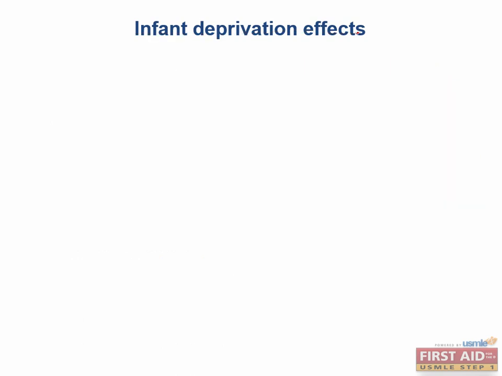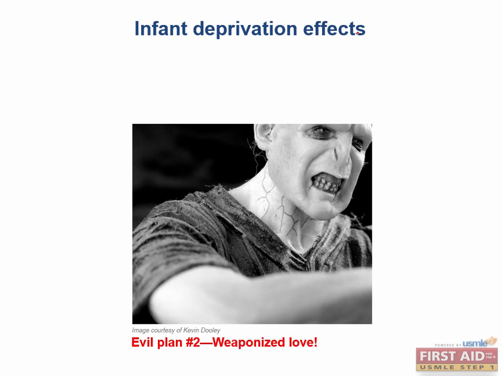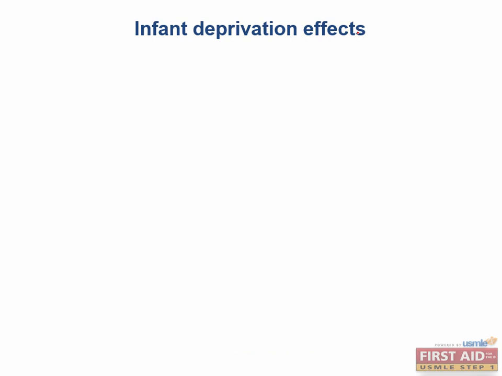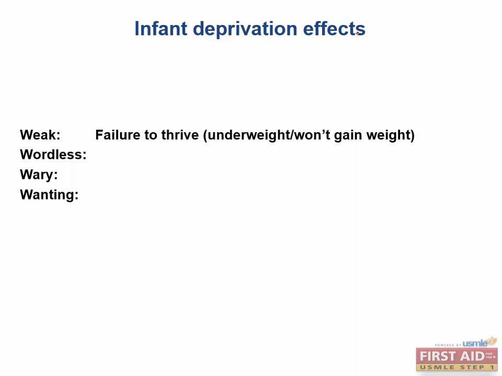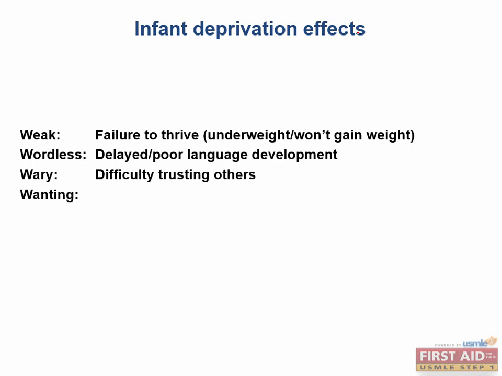They say there's nothing as strong as a mother's love, at least if you believe Harry Potter. Turns out an affectionate infant-caregiver bond isn't just great at preventing lethal curses, it's also essential for proper development. Infants who are deprived of affectionate care can end up weak, wordless, wary, and wanting, or socially wanting, that is. More specifically, they have failure to thrive, which is a peds term that means they're either severely underweight or don't grow normally. They have poor language skills, presumably because no one talks to them. They have a hard time trusting others and develop poor social skills, which again, makes a lot of sense.